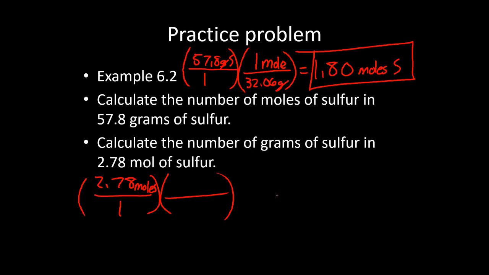This one, just like the previous one, is pretty straightforward. All we're doing is using the molar mass to convert, but now we're doing it from moles to grams instead of the other way around. So we're going to have 1 mole on the bottom, 32.06 grams on the top. So we're going to cancel the moles out. That is going to leave us with 32.06 times 2.78. That is 89.1 grams of sulfur.